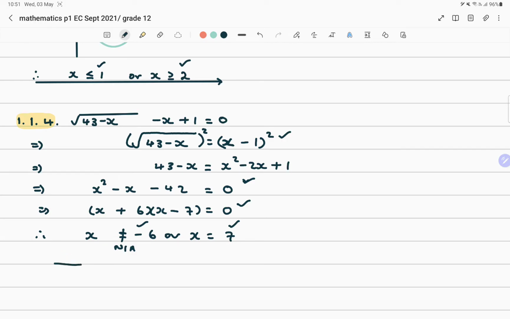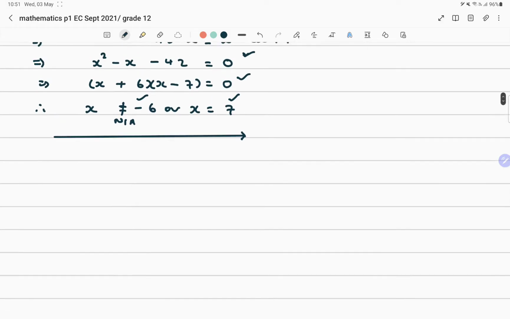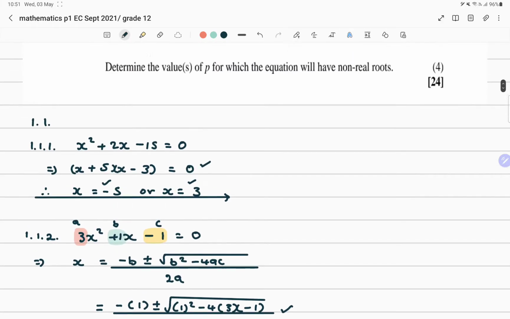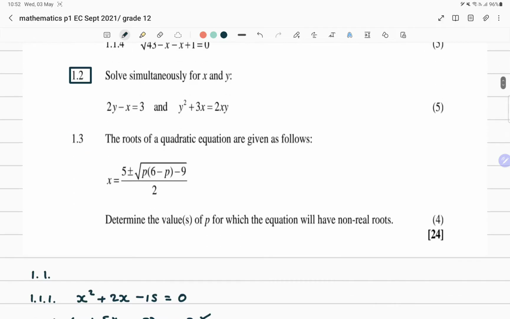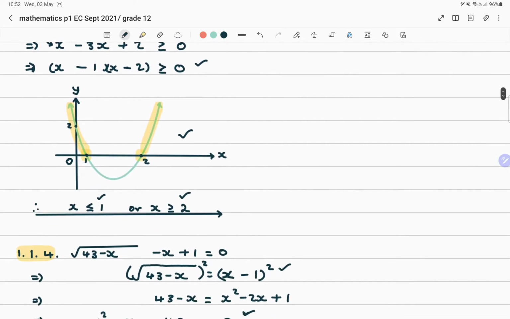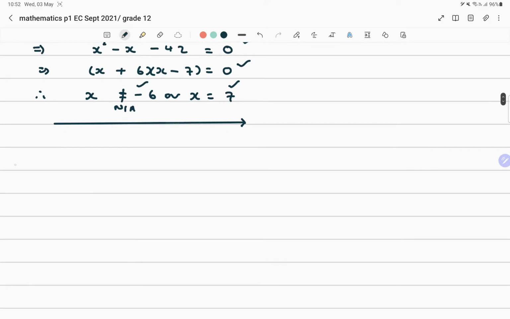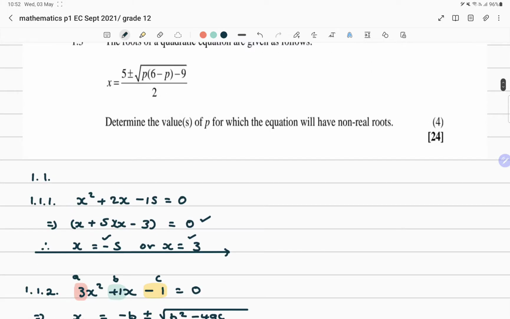So there we are. So let's go on. Solve simultaneously for x and y. So simultaneous equations is always there. So let's look into 1.2. So what is the story there?